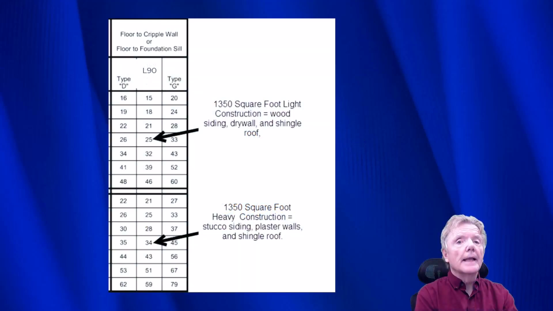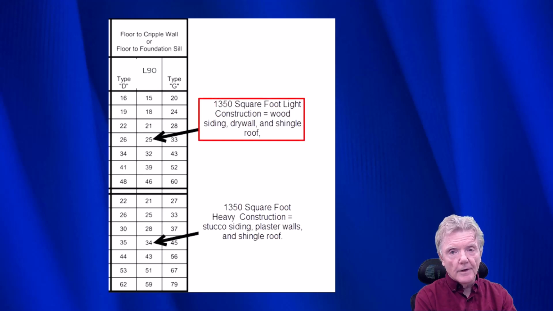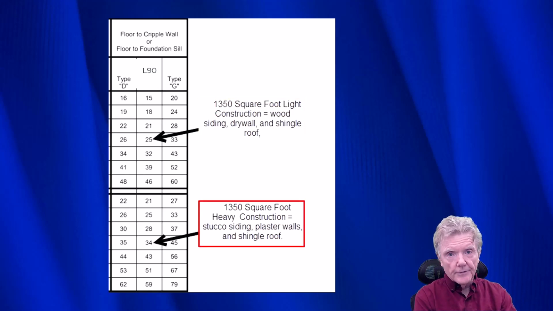Here we'll be looking at the difference between light construction houses and heavy construction houses. Remember, light construction houses have wood siding, sheetrock on the inside, and regular old wood shingles on the roof. Heavy construction has stucco on the outside and plaster on the inside, and also regular old shingles. Stucco and plaster are basically concrete, so they're really, really heavy.